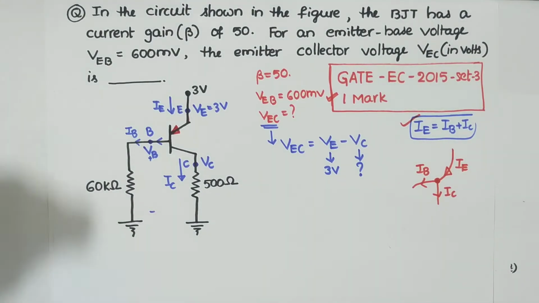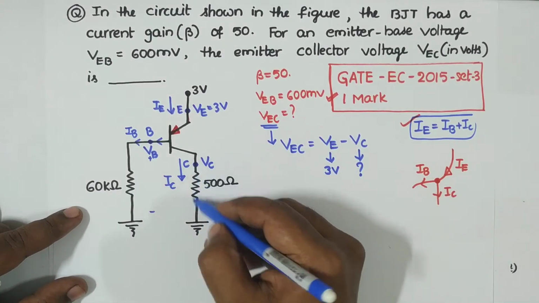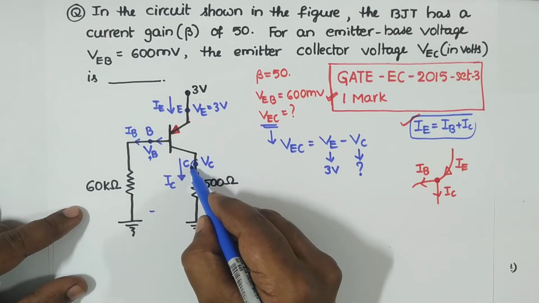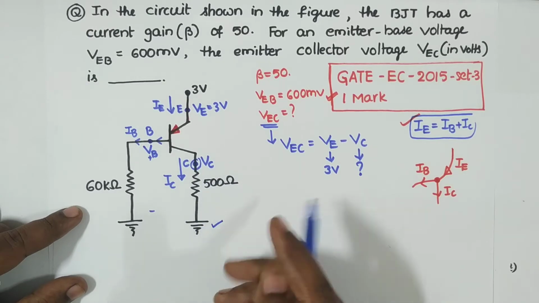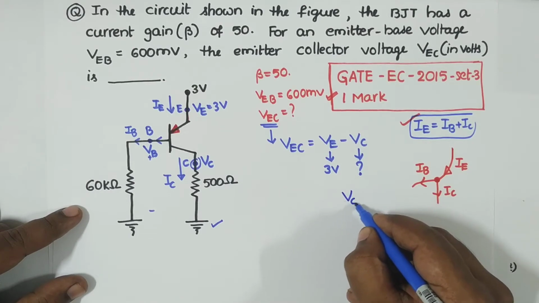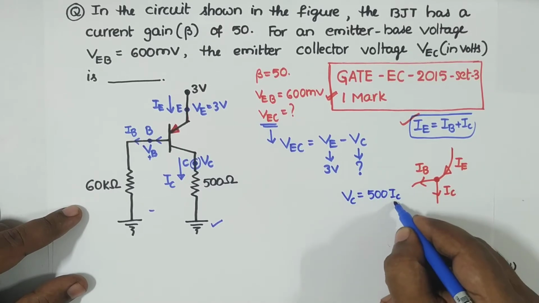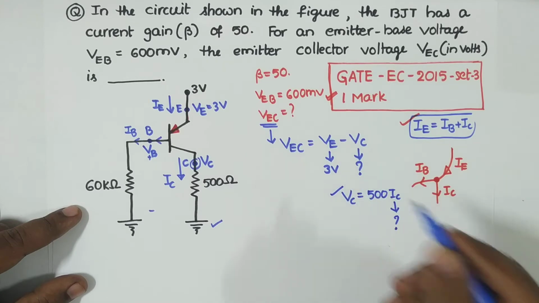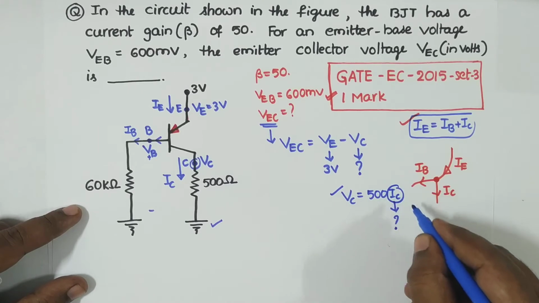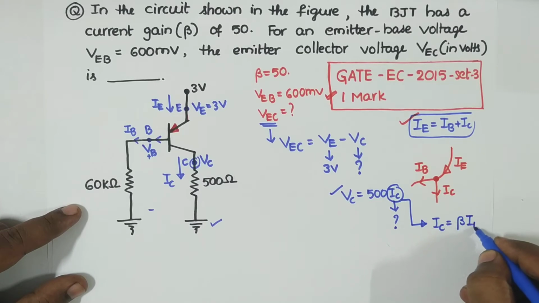Anyway, we need to find VEC equal to VE minus VC, so we need to find VC. VC is the voltage across 500 ohms, since every node voltage is with respect to ground. That means to find VC, I should know IC, because VC is equal to 500 multiplied by IC. So how can we find IC? IC is equal to beta times IB.